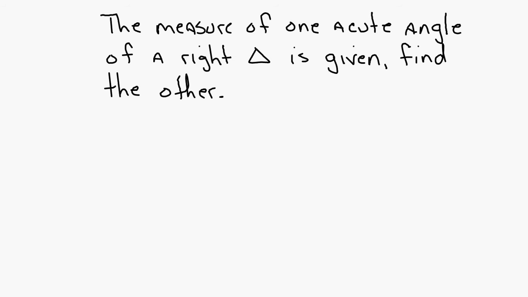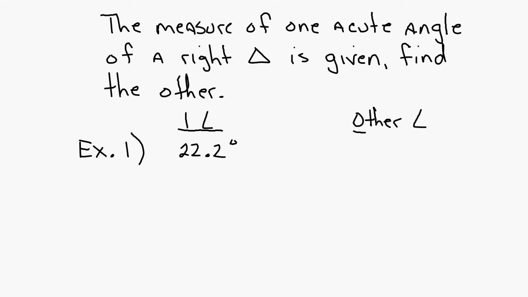So if we call this example 1: the measure of one acute angle of a right triangle is given. So let's say that one of the angles is 22.2 degrees. All right, this is one angle in a right triangle, one acute angle. What would the other angle be equal to? Remember, they're complementary, aren't they? So if they're complementary, 67.8.